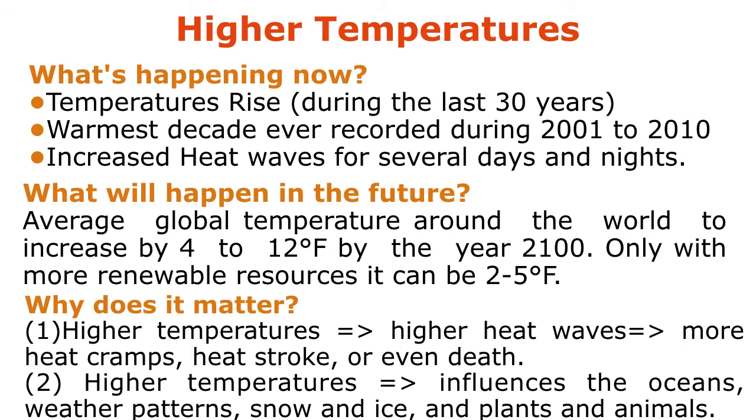That's because increasing air temperature also affects the oceans, weather patterns, snow, ice, and plants and animals. The warmer it gets, the more severe the impact on the people and the environment will be. Now we'll see some more implications. Actually, the fundamental point is increasing temperature, or the climate change. So now some more implications of that we'll explore.